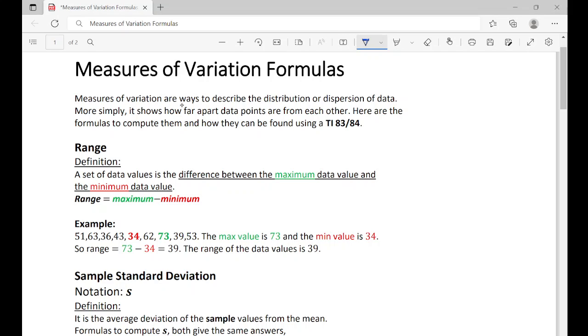Measures of variation are ways to describe the distribution or dispersion of data. More simply, it shows how far apart data points are from each other. In this video, I'm going to show you the formulas that you can use to compute them, but I'm going to show you a much easier way to do it by using our TI-83 or 84 calculator.